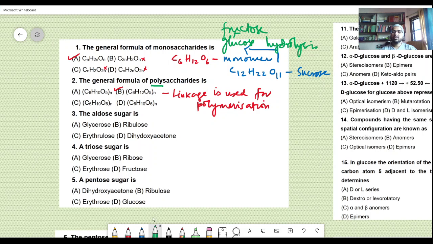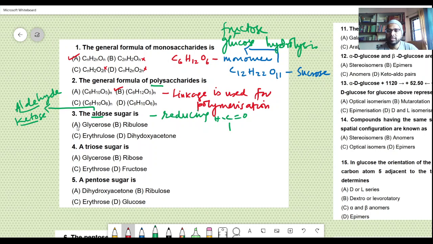The next question is the aldose sugar. Aldose means it is aldehyde in nature, as opposed to ketose, in which you have a keto group. The aldehyde group we considered as something which is also a reducing sugar, because of the presence of the C=O group like this. Therefore, A is the right answer there. Ribulose, erythrulose, dihydroxyacetone are all ketose sugars.